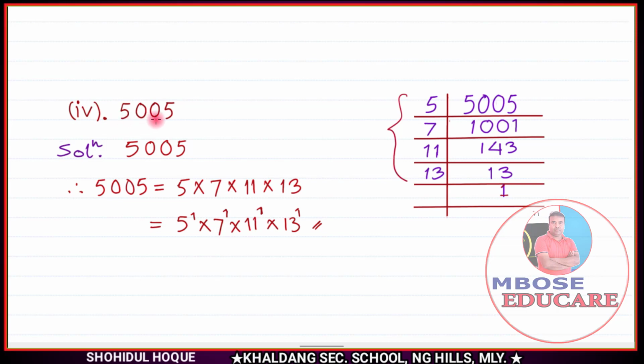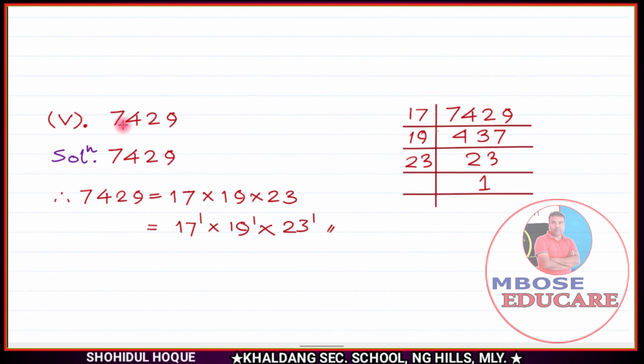Let's solve the last part of question number 1, that is number 5. So this is the last part, part number 5, 7429. So we shall write 7429 here, and we shall find the prime factors in this way. 7429, we have to check it. We can divide it by 2 or not. The first prime number is 2. It is not divisible by 2. It is not divisible by 3 also. Next, it is not divisible by 5 also. It is not divisible by 7 also. It is not divisible by the next prime number 11 also. It is not divisible by 13 also. After 13, the next prime number is 17.